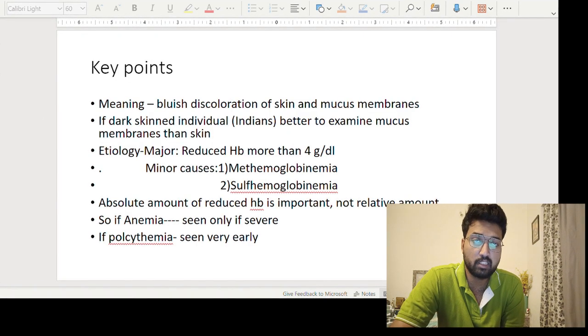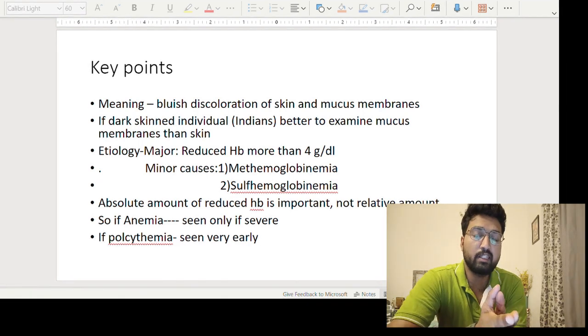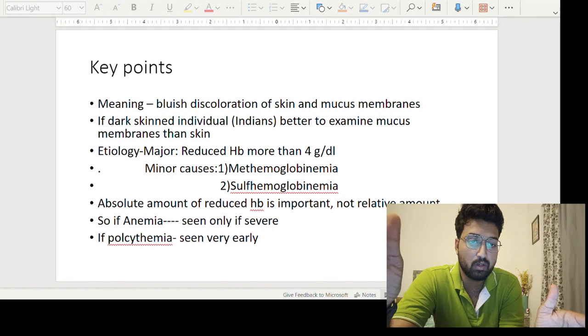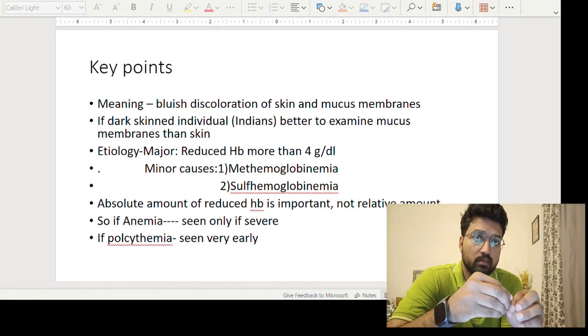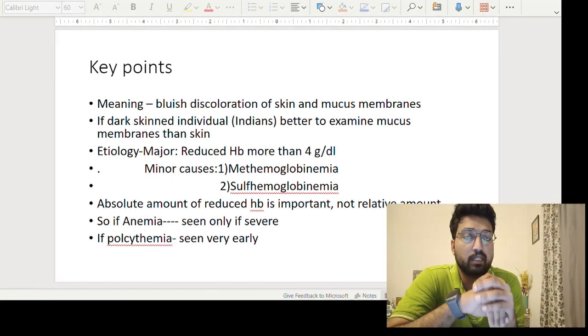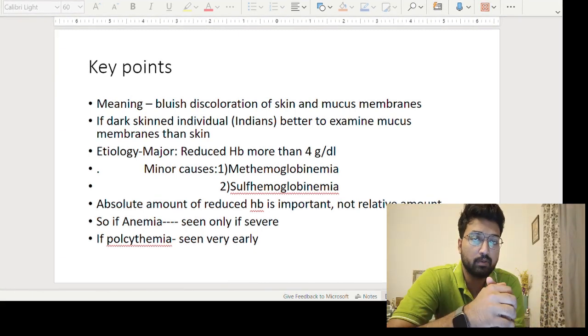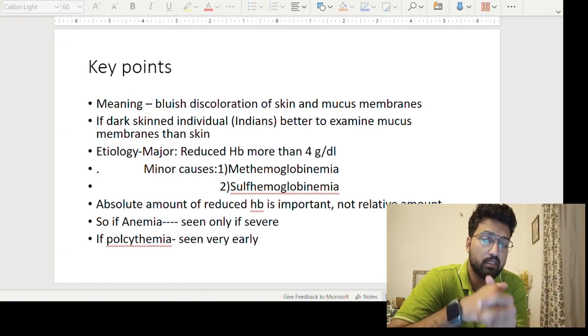Talking about the key points. So the literal meaning of cyanosis is bluish discoloration of both the skin and mucous membranes. Okay. Since in Indians the skin is very dark, it is better to observe cyanosis in the mucous membranes inside the oral mucosa. You can also see cyanosis in the ear lobes.